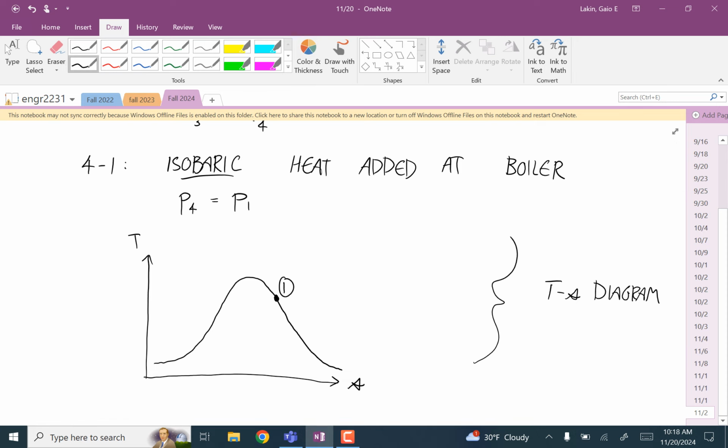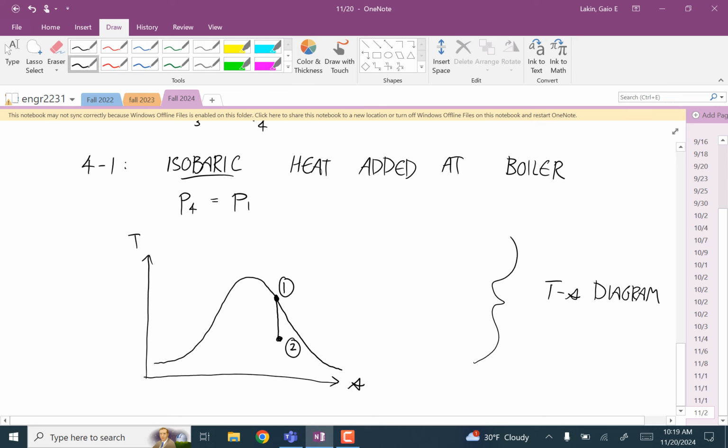So from state 1 to state 2, this is the turbine. What's happening to the temperature and the entropy? Temperature is going to go straight down, right? Yes, it's going to go straight down, exactly. The temperature is going to go down, and we know that it has to be straight down because it's isentropic. There's no change in entropy. So we're going to go straight down to here. And this is state 2.